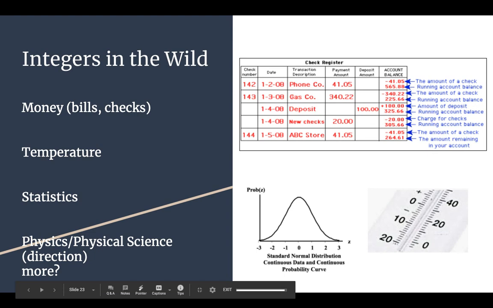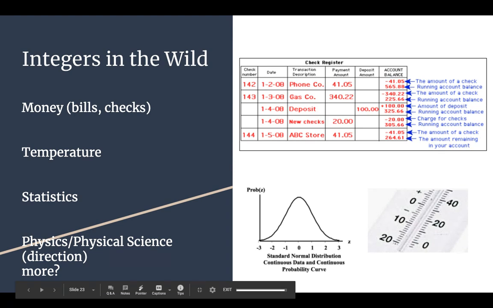Sorry. You've also known about temperature. I always do this example in class. I say if it's 3 degrees outside and it drops 5 degrees, what would the temperature be? I hardly ever get anyone who gets that wrong. So you know that negatives are involved in temperature because you've listened to the weather.